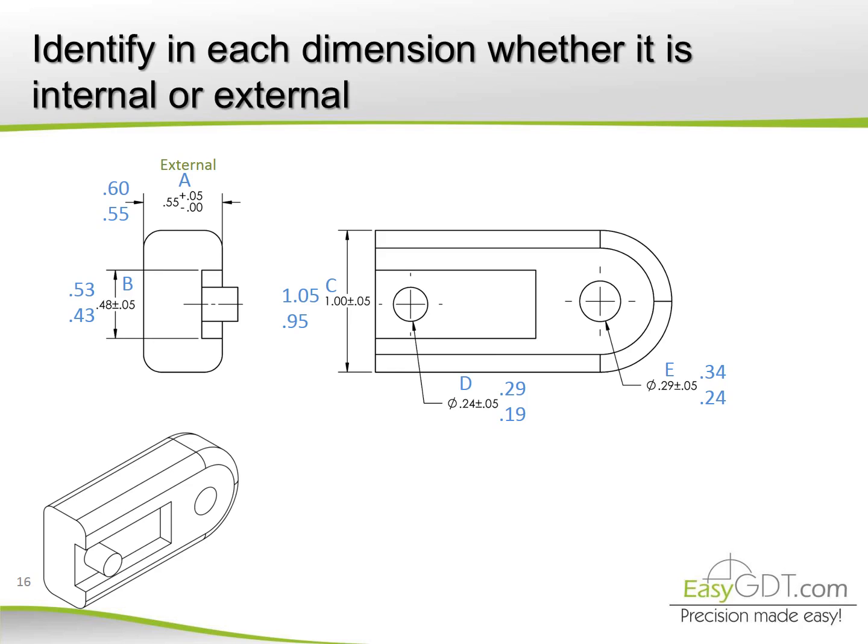Check your results. Feature B is internal, C is external, D is external. It can be appreciated in the isometric view. And E is internal because it is a hole.